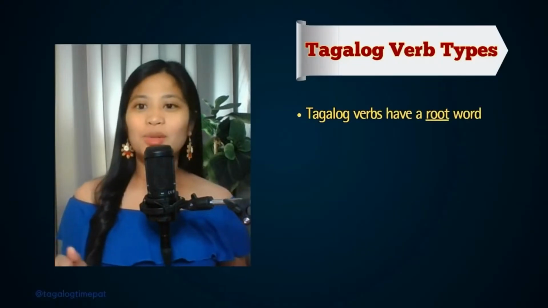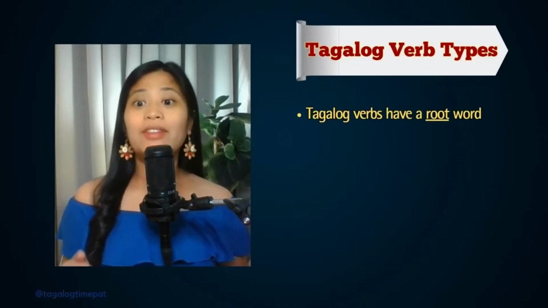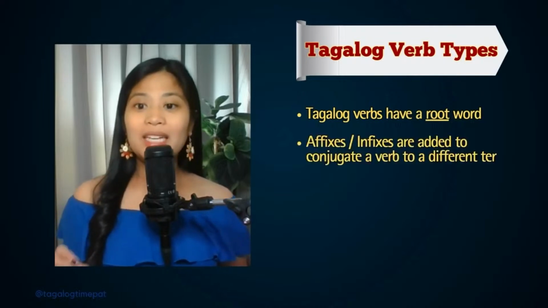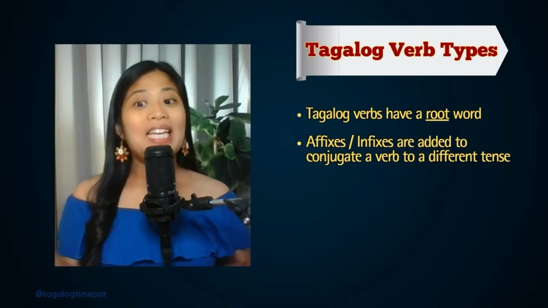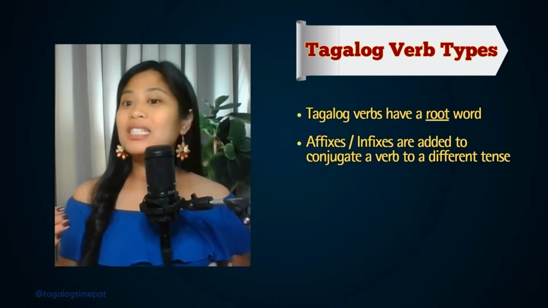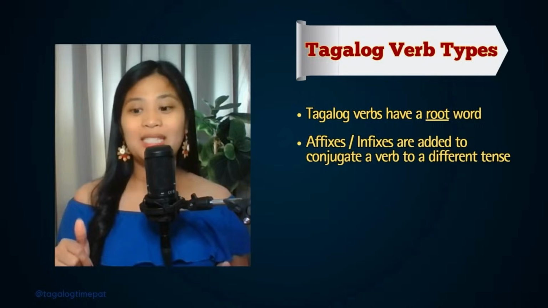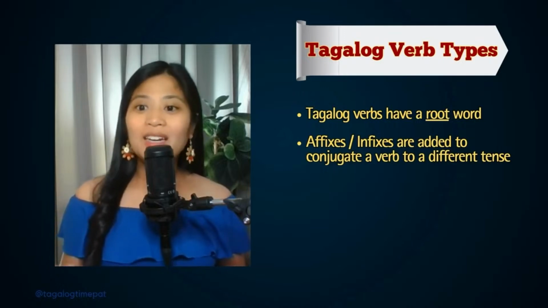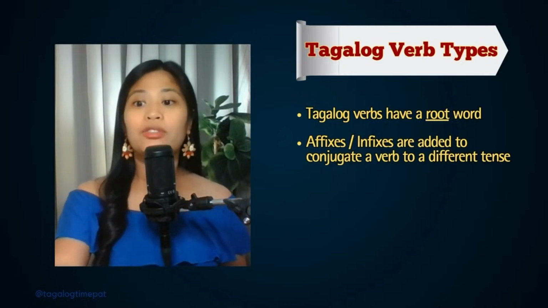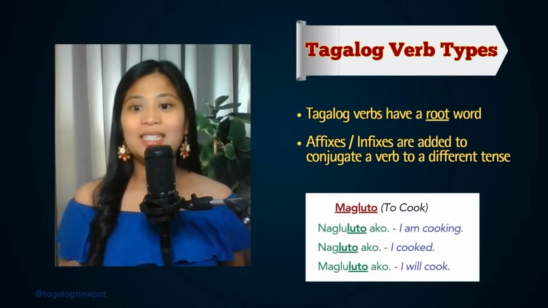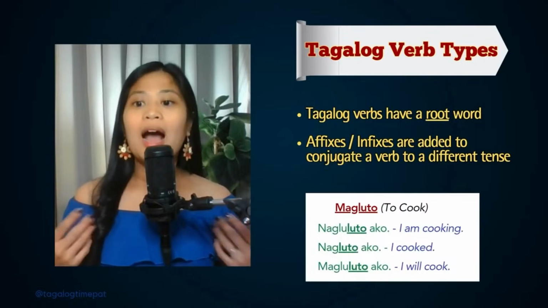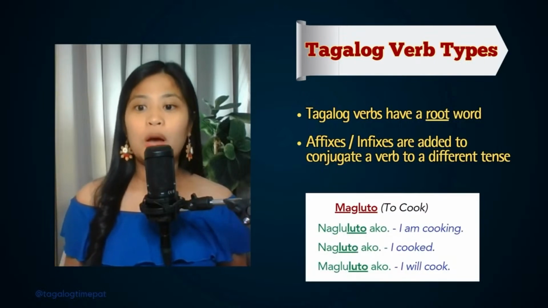Okay, so now just a review that all Tagalog verbs have a root, and then something is added to them, whether it's an affix at the beginning, maybe an infix in the middle, or even a suffix at the end, which we will see today. So something is added to the root to conjugate it to a different tense. So for example, the word magluto, to cook, in the present tense, it's nagluluto ako. I am cooking.